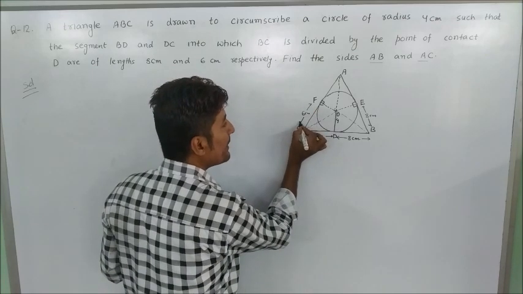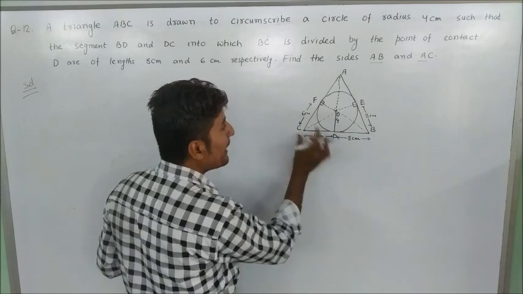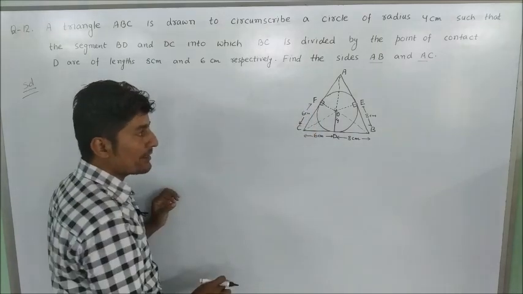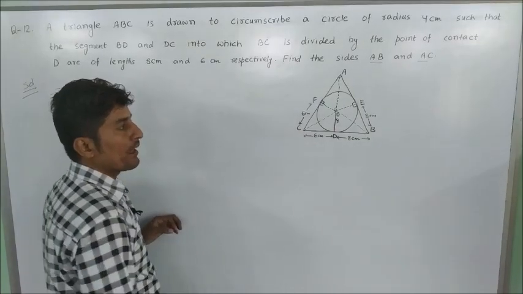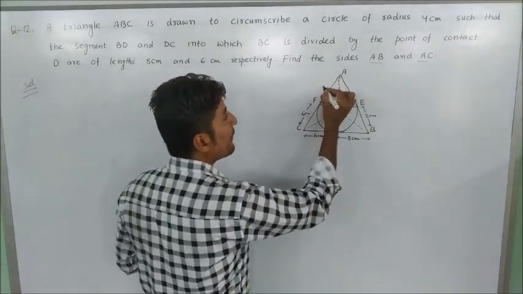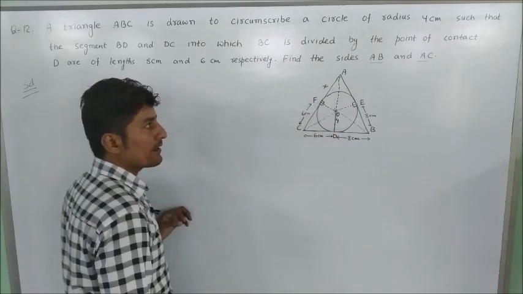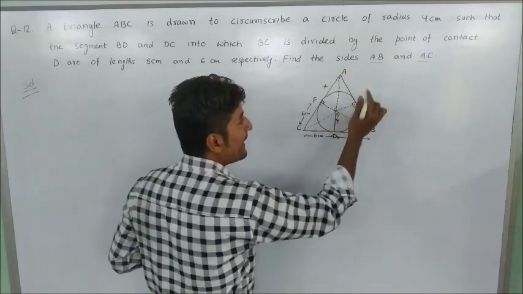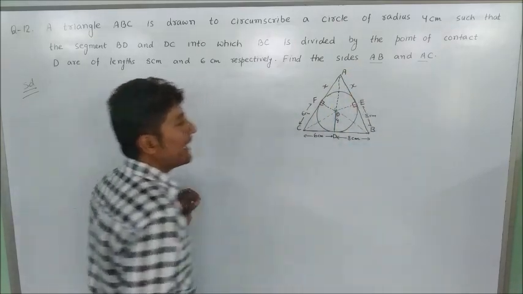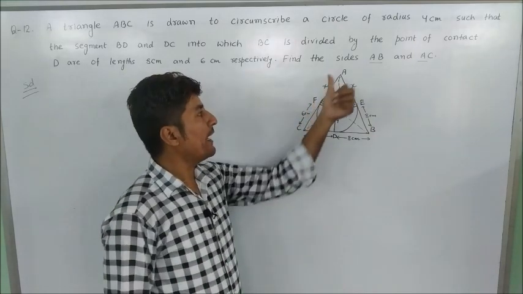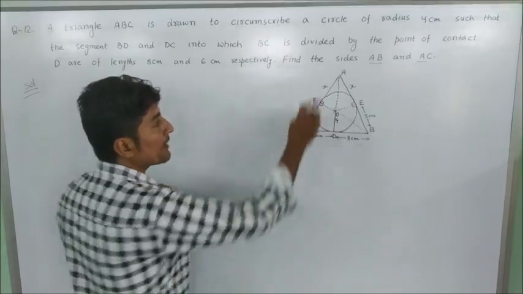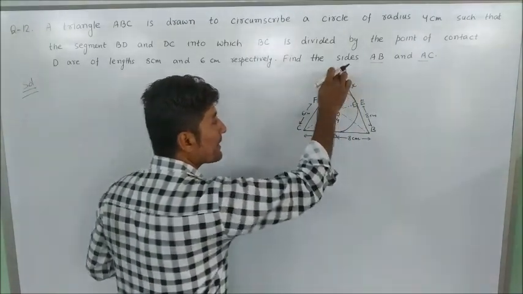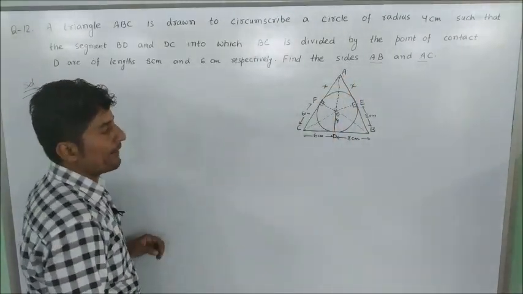Here again, the same reason, because CD and CF are the lengths of tangents drawn from the same external point C. After that we can assume let AF is equal to x centimeter, and hence AE will also be equal to x, because the measurements of AF and AE both will be equal, because these two are the tangents drawn from the same external point A.